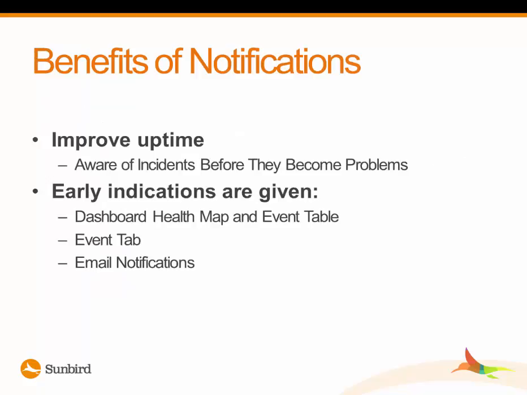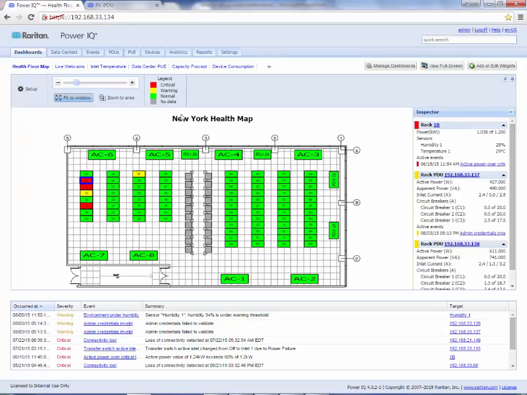The benefits of notifications are that it helps you improve uptime. It'll allow you to be aware of incidents before they become problems. Early indication of incidents are given in the dashboard health map, event table, event tab, and by email notifications. So what is the benefit of setting up events and notifications?